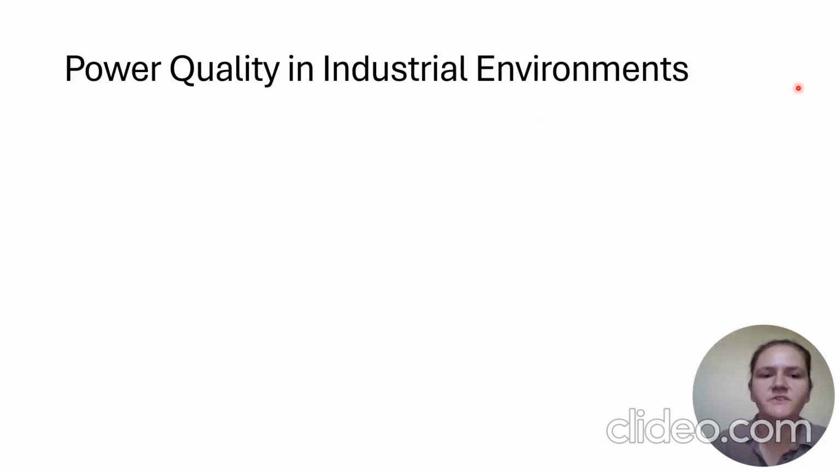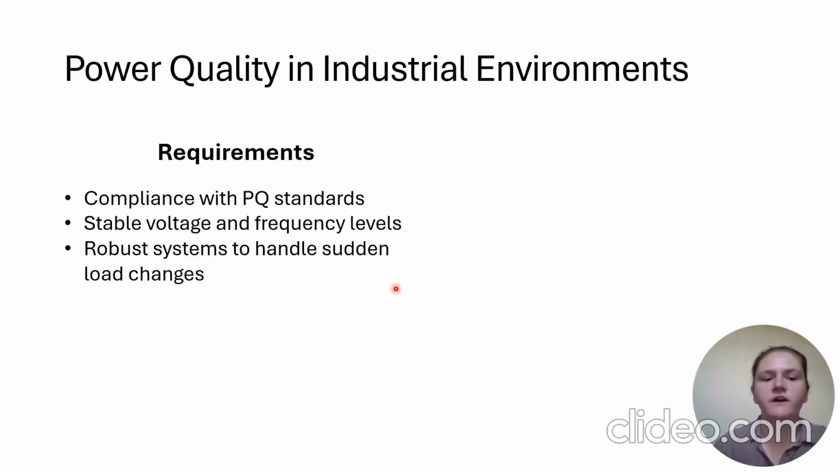Hello, I will now talk about power quality in the industry, especially in Malaysia's industry. First, we have requirements like compliance with power quality standards like IEEE 1159, 519, IEC 61000. We need stable voltage and frequency levels. If they are stable, our equipment will not fail that easily. It's also important for overall grid stability. And we also need robust systems to handle sudden load changes. We will also talk about this later.